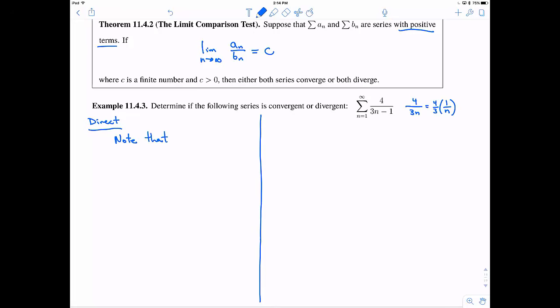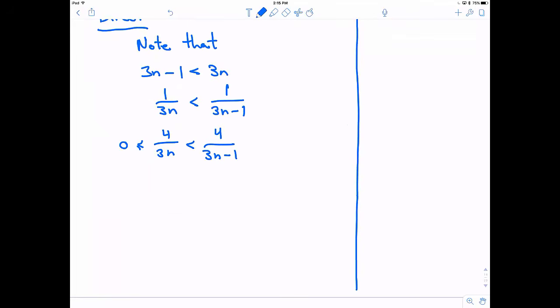Okay, so note, really quick, that 3n minus 1 is less than 3n. That makes sense, right? It's 1 less. So now if I do a little bit of cross division, essentially cross multiplication in reverse, and 3n minus 1 and 3n are both positive numbers, so the inequality sign doesn't flip. And I get that 4 over 3n is less than 4 over 3n minus 1. Both of these are, of course, positive terms. So this one right here is indeed smaller, right? 4 over 3n is indeed smaller than 4 over 3n minus 1.